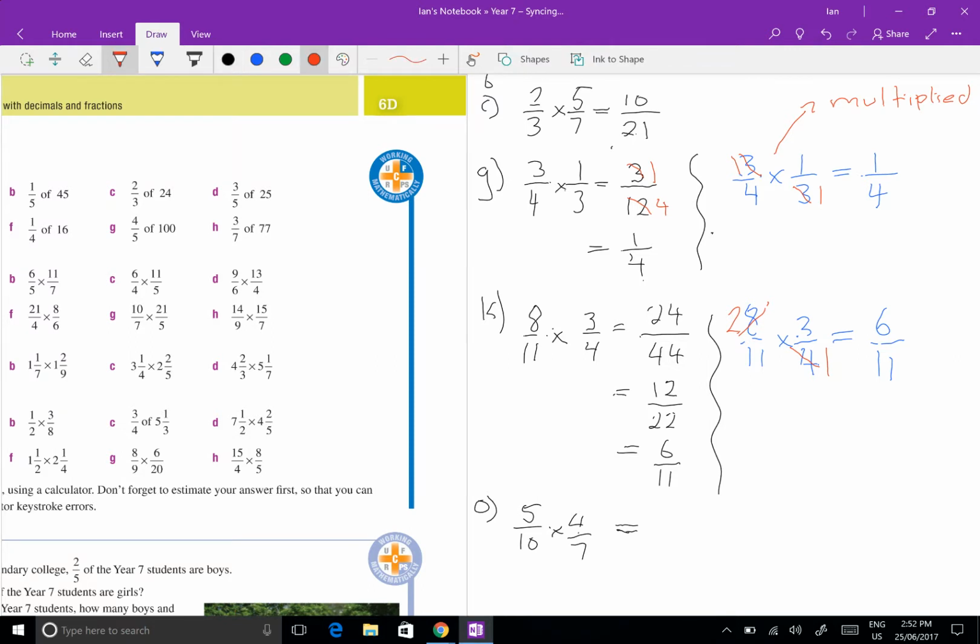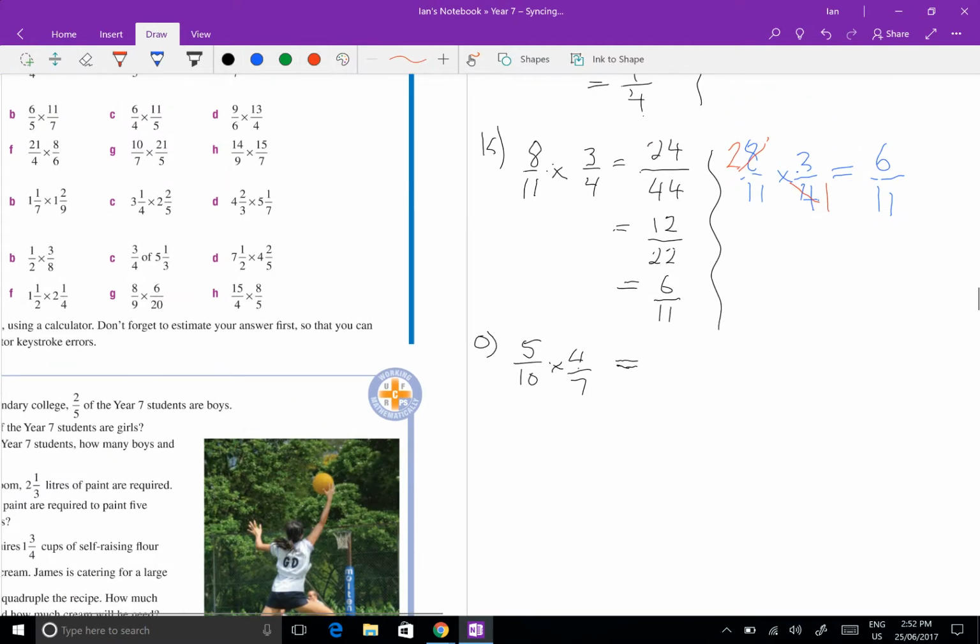Well, I'm just going to simplify this straight away. I'm going to cancel. 5 goes into itself once. 5 goes into 10 twice. And look at this, I can cancel again. 2 goes into itself once, and 2 goes into 4 twice. So I got a lot of things eliminated there. Now just multiply the top. 1 times 2 is 2, and 1 times 7 is 7. That would have been a lot more difficult had I not cancelled first.